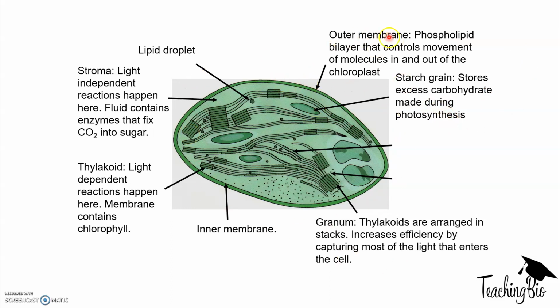This is the outer membrane, with the phospholipid bilayer to control the movement of gases and other molecules in and out. And then finally, we've got ribosomes. So we've got membrane bound and free, and the ribosomes will obviously produce the relevant enzymes needed, such as Rubisco for the light independent reaction, as well as other pumps needed in the light dependent reaction.